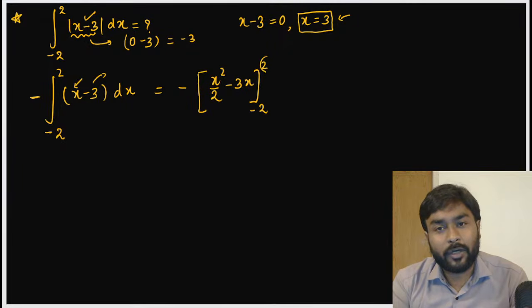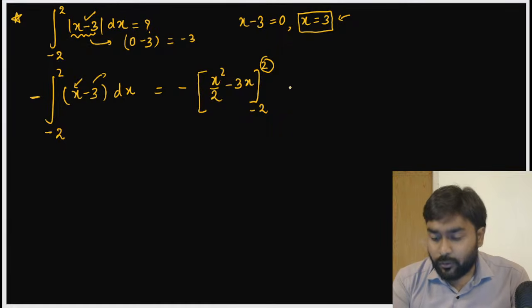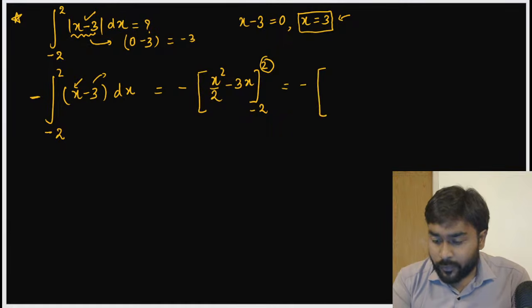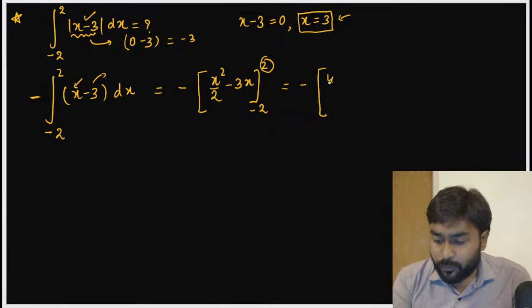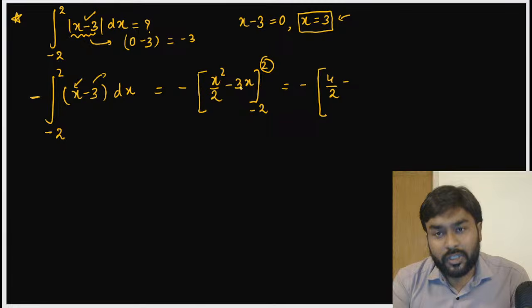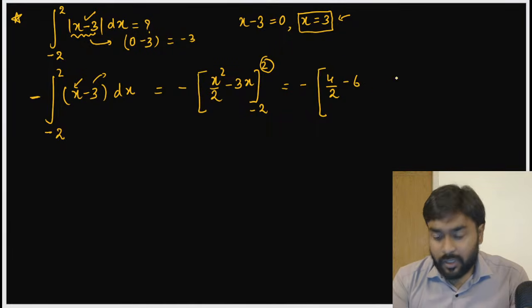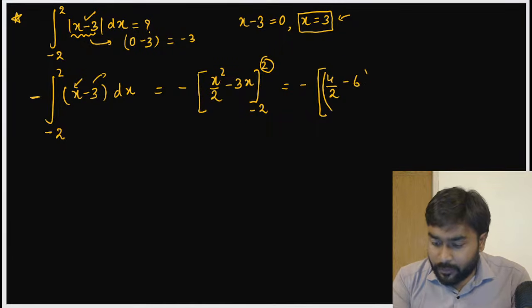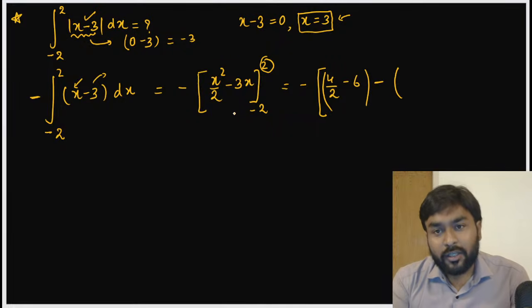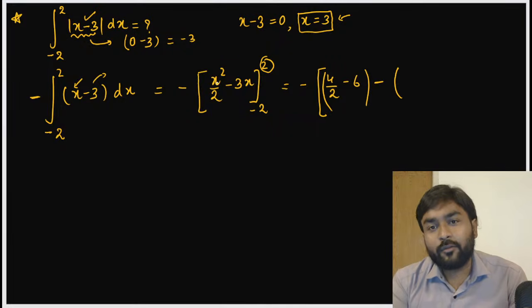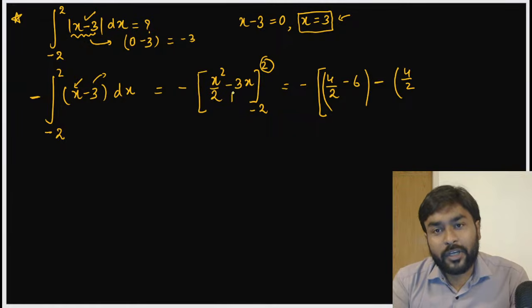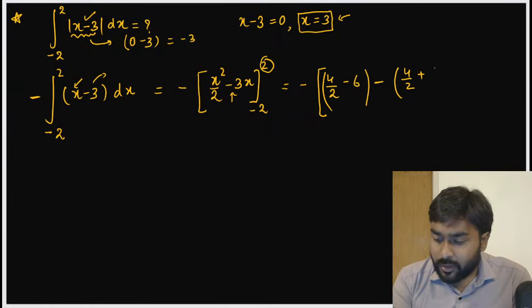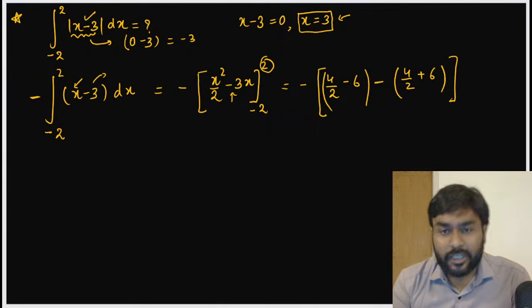First we will apply the upper limit, then minus, then the lower limit. So here minus, 2 we will write here, it becomes 2 square, which is 4 by 2, minus 2 here also, so it will be 6. Correct? Then minus, then bracket, minus 2 we will apply here. So minus 2 square is 4 again, 4 by 2, and here minus becomes plus 6. If you solve this, you will get your answer.